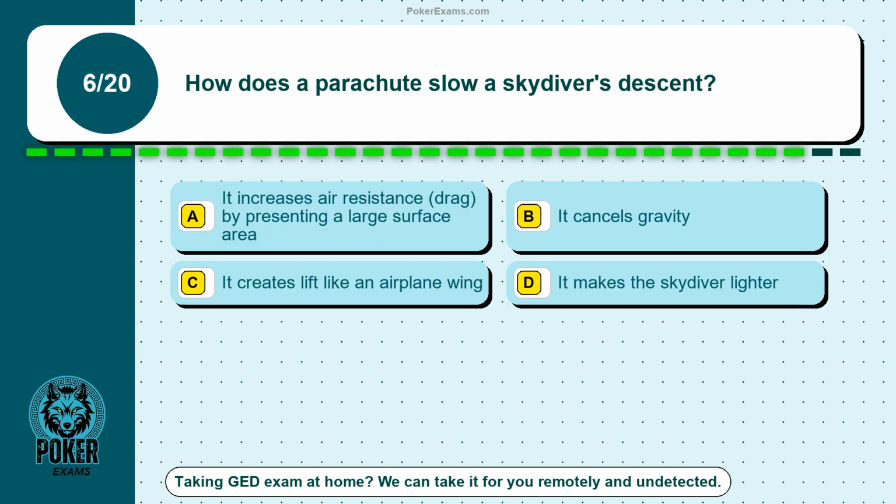Question 6. How does a parachute slow a skydiver's descent? Option A. It increases air resistance, drag, by presenting a large surface area. Option B. It cancels gravity. Option C. It creates lift like an airplane wing. Option D. It makes the skydiver lighter.